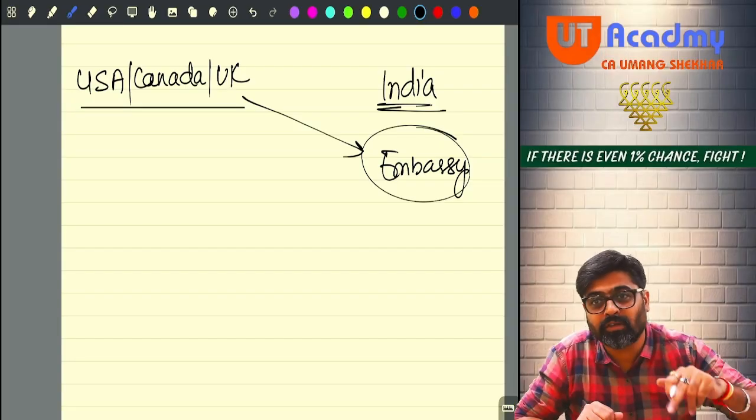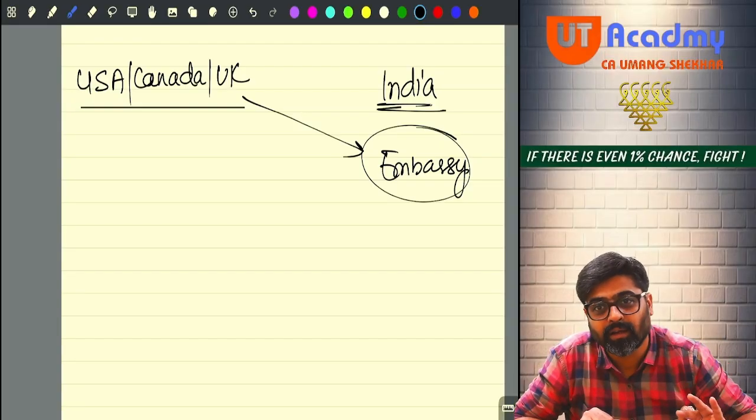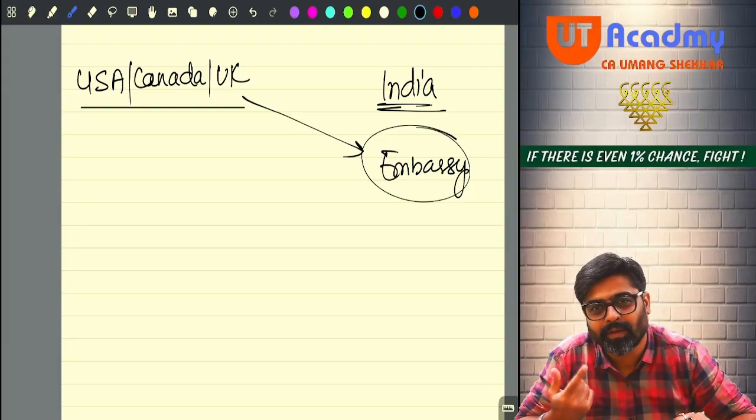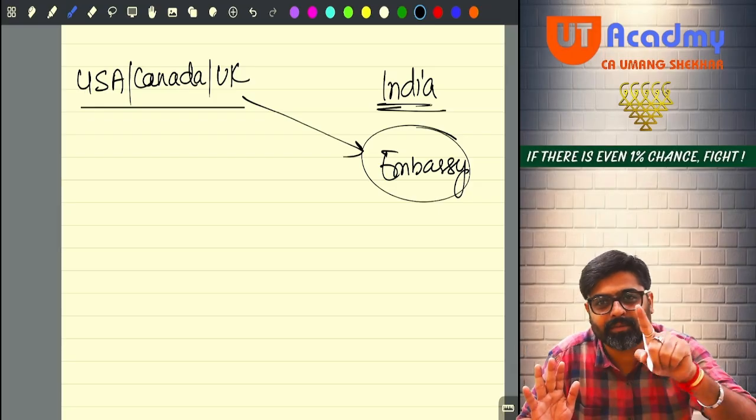And for those services, are they going to get any salary in India? Is it their Indian income? Fully exempt. 10 subsection 6.